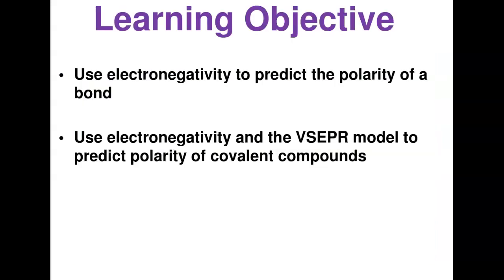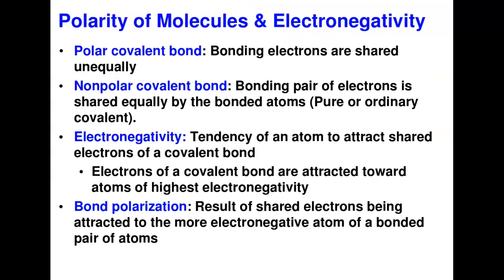Today our learning objectives are simple. We're going to be using electronegativity to predict the polarity of molecules. That's the first thing we'll look at today. And then we also use electronegativity in combination with what we talked about last time, the VSEPR model. Remember, VSEPR means the valence shell electron pair repulsion model, to predict the polarity of covalent bonds. Let's get it started.